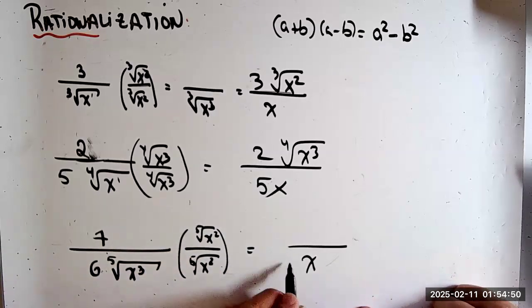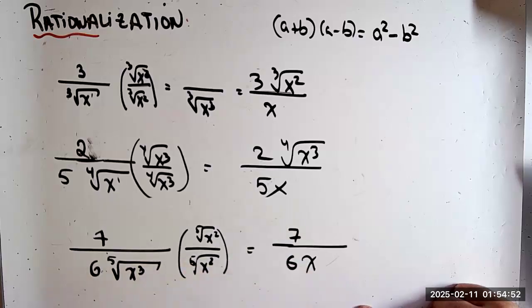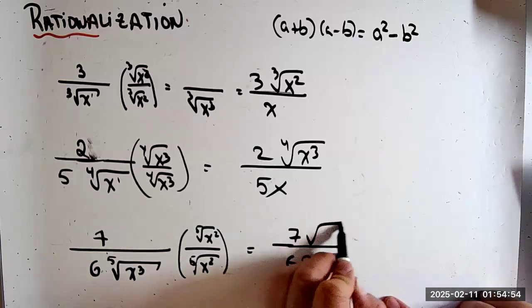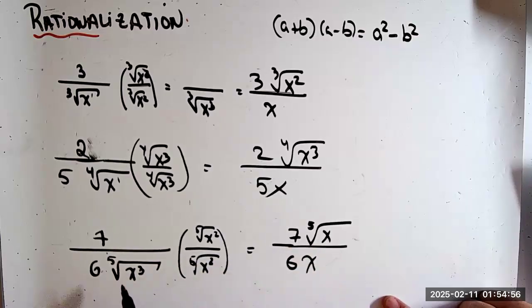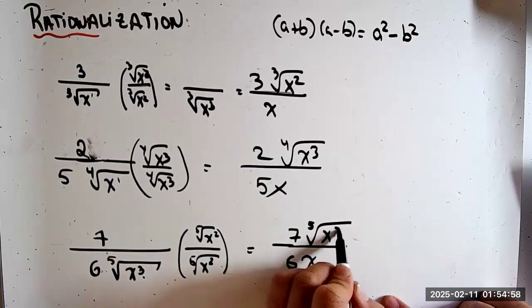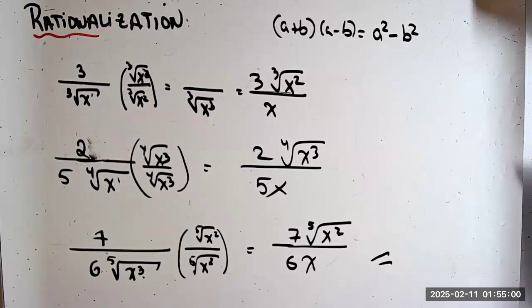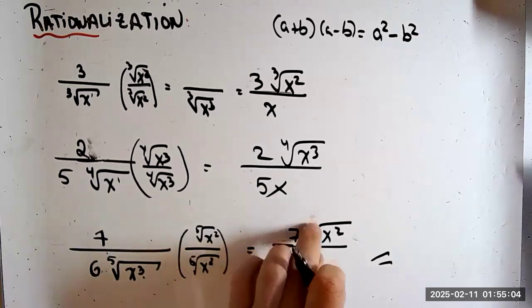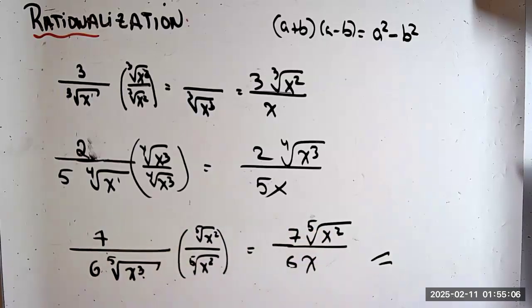Okay, so the final answer will have the 6 and the 7. Then we need the fifth root of x to the, I have 3, I need 2 more to get to 5. And that will be it. And this is the fifth root of x squared over 6x.